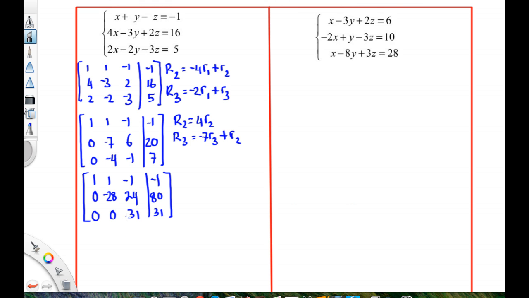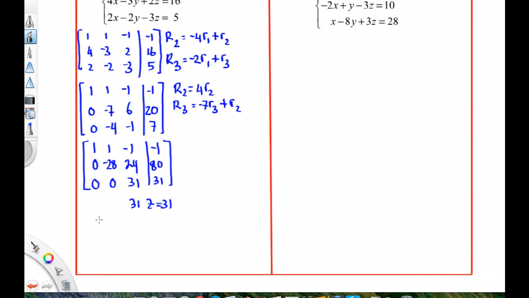And now that means that I actually have 31z is equal to 31. So I can divide all those by 31. So instead of having 31 equals 31 here, I can just say, well, if I divide every part over there by 31, then I get my first answer. I would get z equals 1.